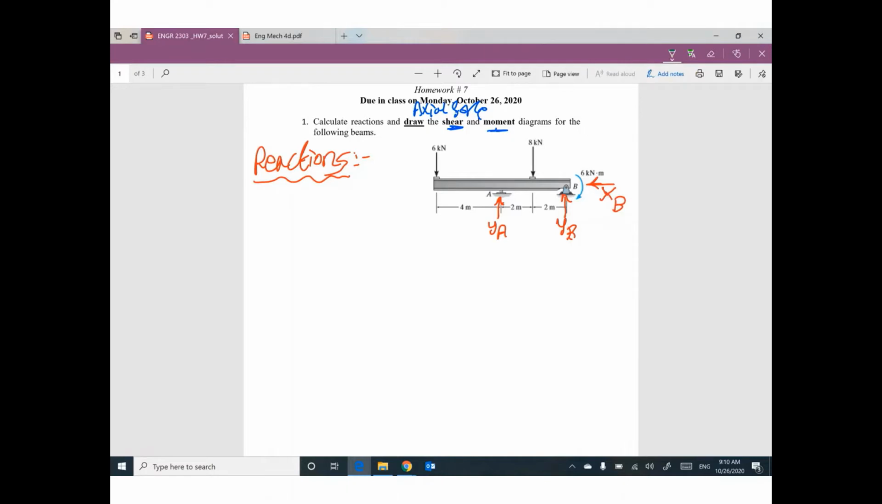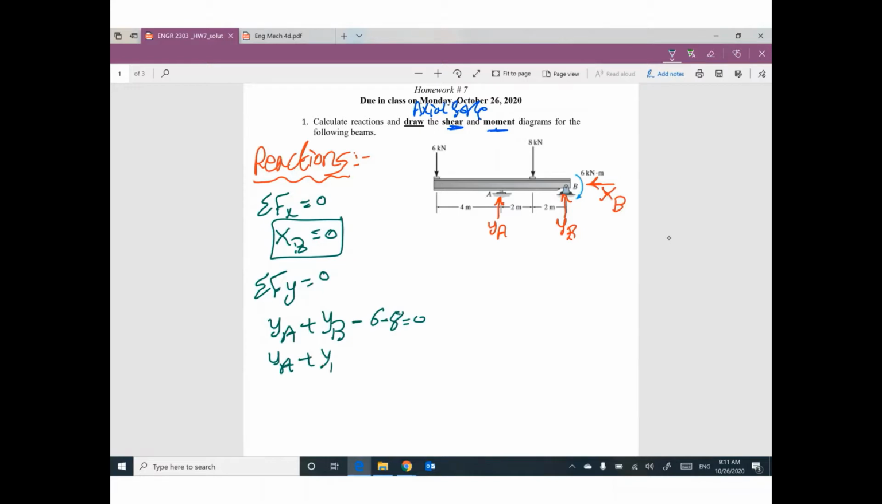Summation Fx equals 0, so XB will be 0. Guys, remember I told you before, when you are solving this kind of problem, please don't write anything below the beam. Just do your calculations on the left side. Summation Fy equals 0. We have YA plus YB minus 6 minus 8 equals 0. So YA plus YB equals 14.